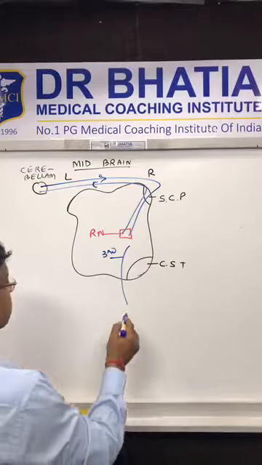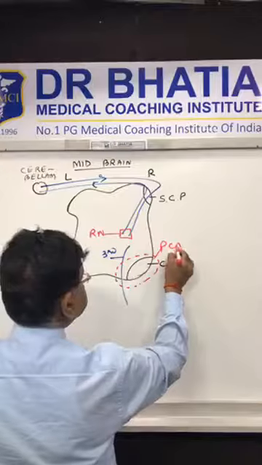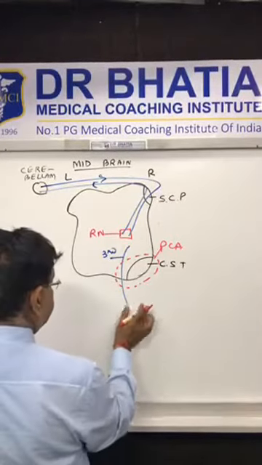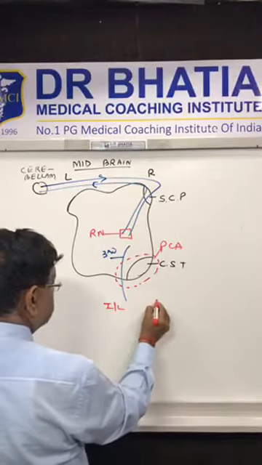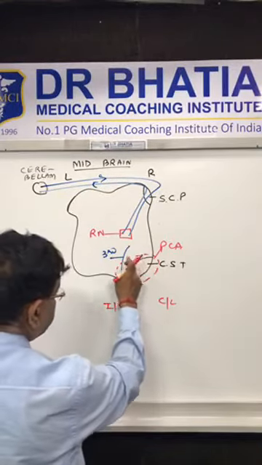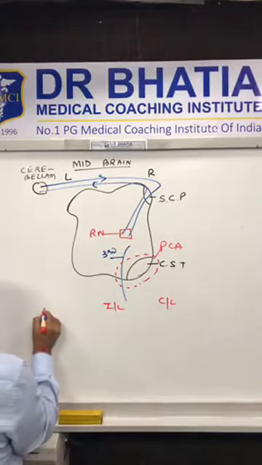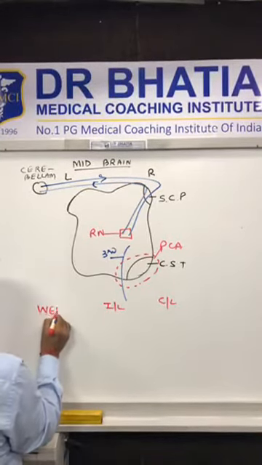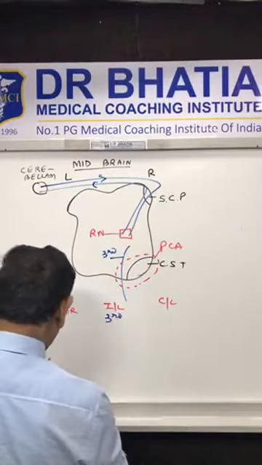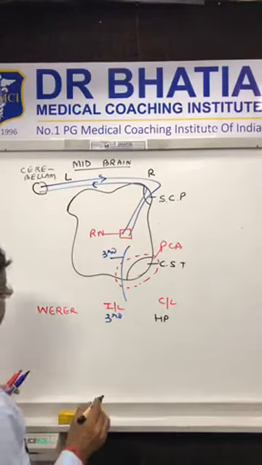Now let's see. This part of the brain is supplied by a branch of the posterior cerebral artery. Now how will the patient manifest? We talk about this being ipsilateral, this being contralateral. So there will be ipsilateral third nerve palsy due to the third nerve, and contralateral hemiplegia because of the corticospinal tract, and this is known as Weber syndrome. Weber: ipsilateral third nerve palsy, contralateral hemiplegia.